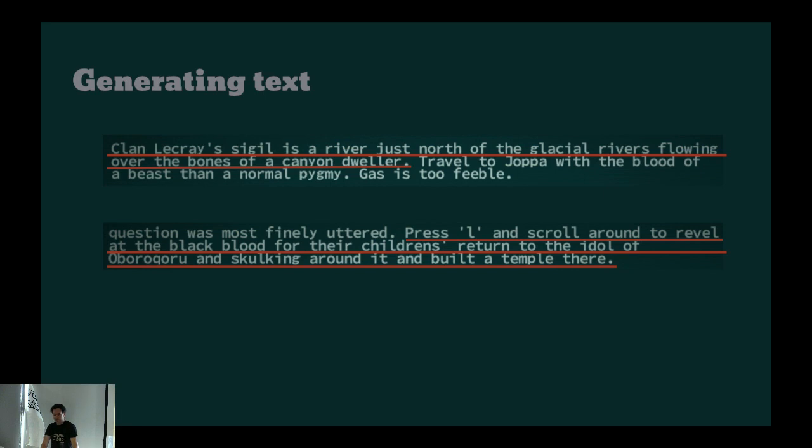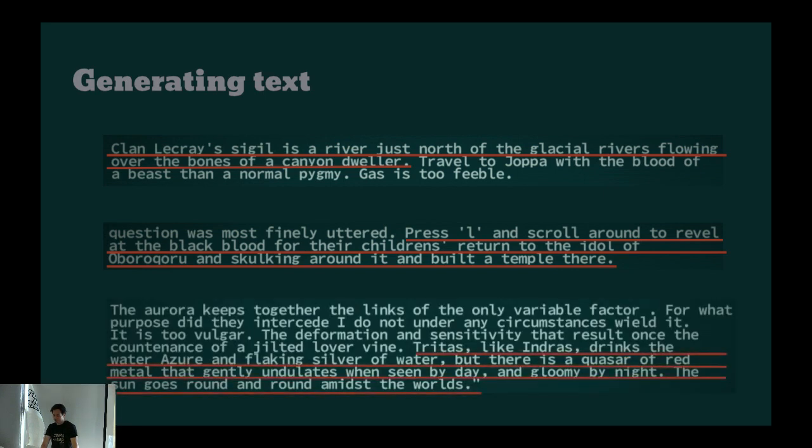And some of them are particularly poetic. So this one I like. It's Titus and Indris, drinks of water azure and flaking silver of water. But there is a quasar of red metal that gently undulates when seen by day and gloomy by night. The sun goes round and round amidst the worlds.